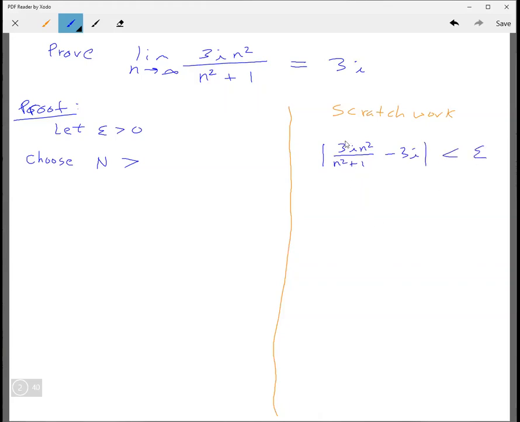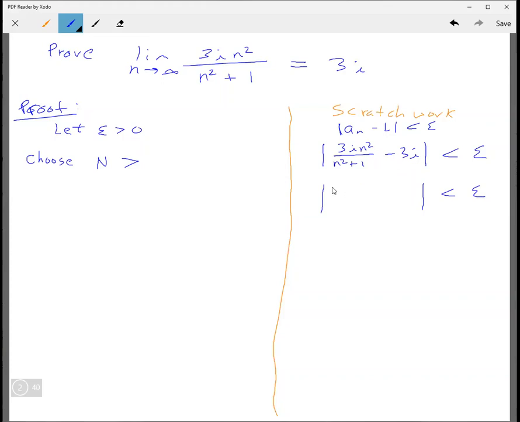I need to get the modulus of a sub n minus L less than epsilon. That's equivalent to that statement. This is my goal, and I have to say what kind of value of n will get that. It's not that clear right now. I can't just write down a value of n. Or maybe if you're really experienced at this, you would know what value of n would work, but maybe not. So maybe we should simplify this a little bit.